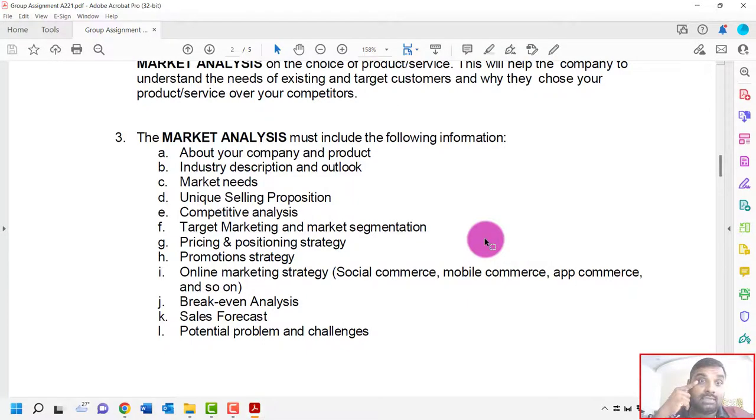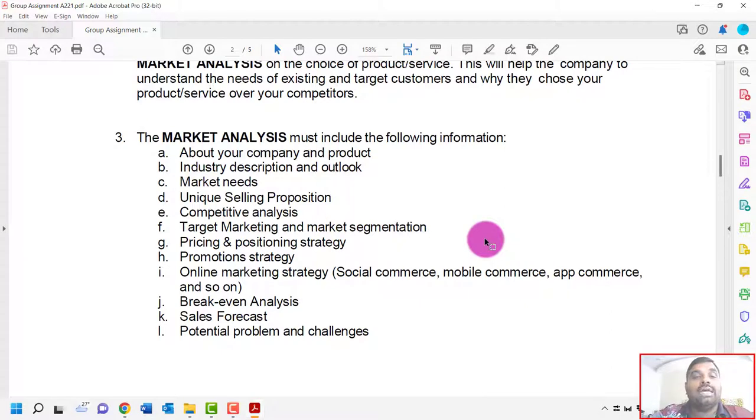Who's your target market? Maybe you can target a company as your retailer, and also you have to explain the end users who are going to buy your product. And market segmentation, under this one there are so many things: demographic factors, psychographics, and so on. You have to explain. I think you learn about this in the marketing and management subjects.